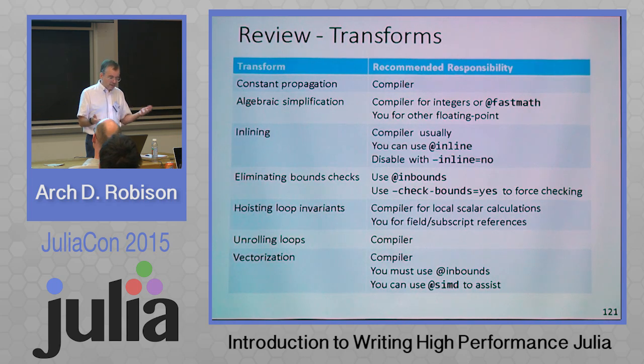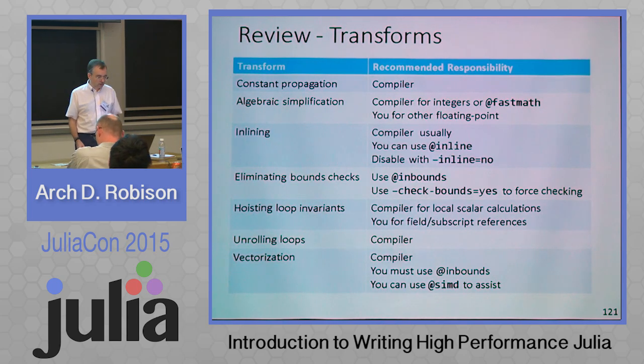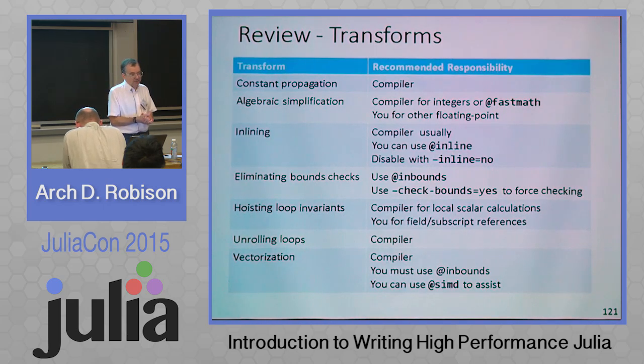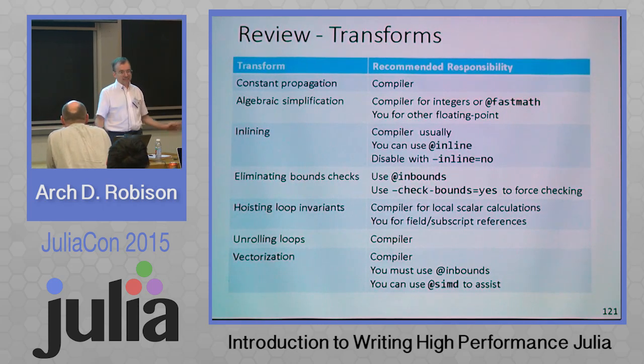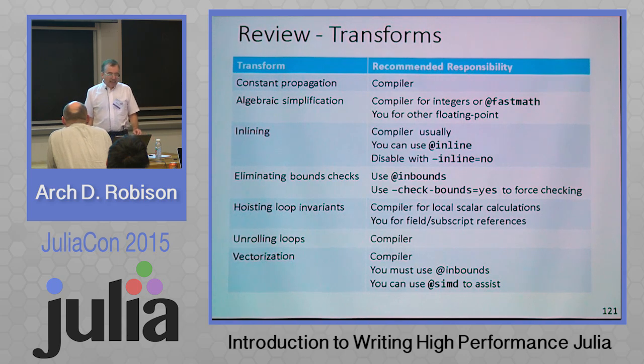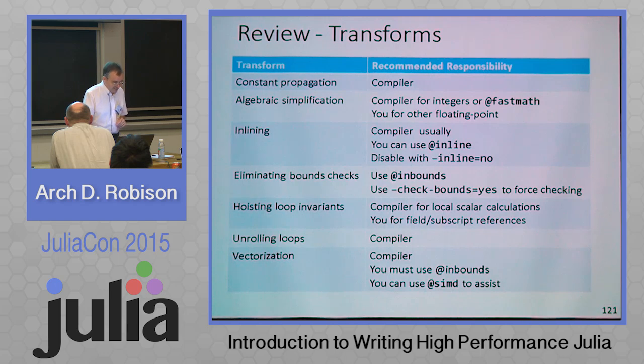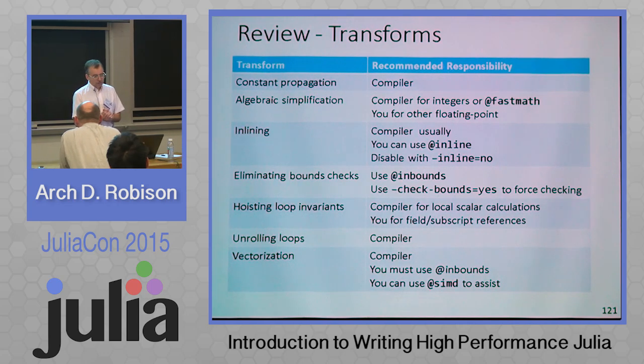Eliminating bounds checks, you can use @inbounds, and you can also use --check-bounds to force checking, even though you've marked up your code. Or if you're feeling really adventurous, you can do --check-bounds=no and turn off all bounds checking in the system. I could see using it for a batch job, maybe. Definitely not interactive. I'm too clumsy. Hoisting loop invariants, small scalar stuff, just let the compiler do it. For field and subscript references, right now you have to do it by hand, and I think that situation will improve in the future.